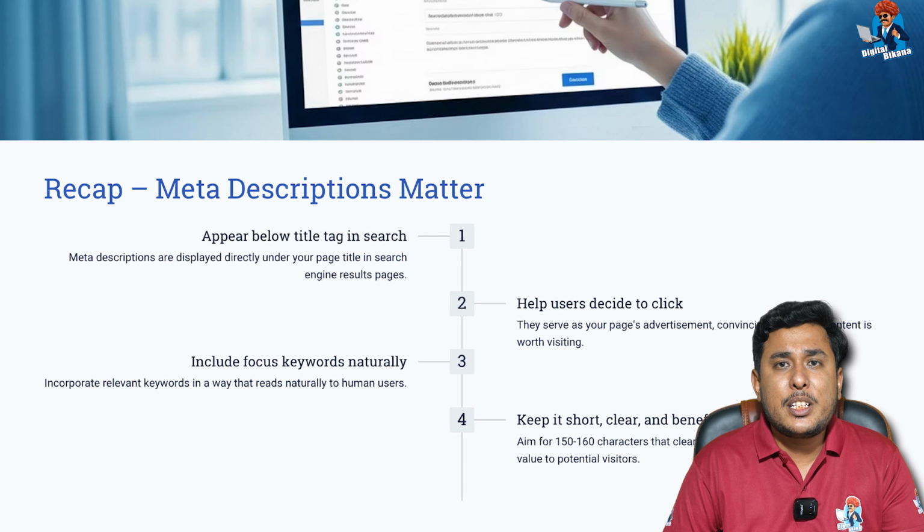To summarize, meta descriptions may not directly affect your ranking, but they can significantly improve your click-through rate and user engagement. They are your digital elevator pitch. So make every word count.